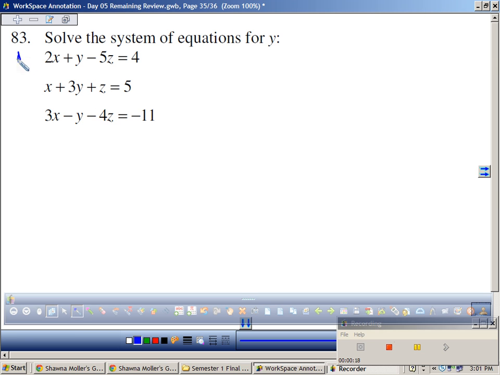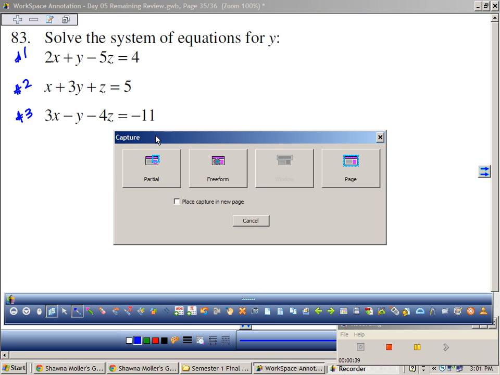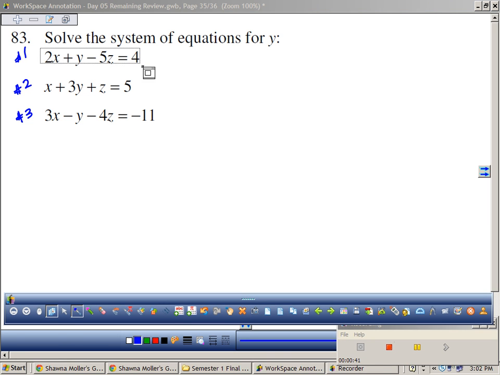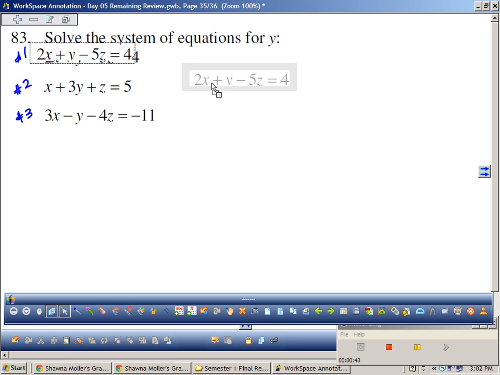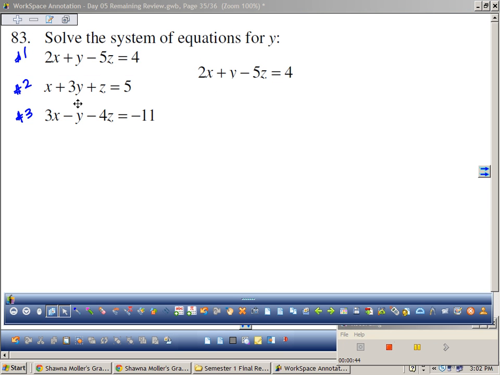Let's number these: 1, 2, and 3. What would you eliminate first? You want to eliminate x? Y's would be easier. See that? How they're already positive and negative? So I'm going to just take a picture of this one and a picture of this one.